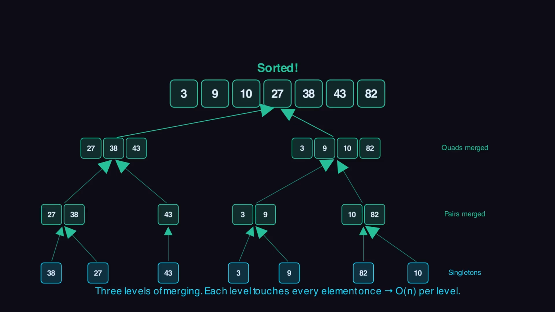Notice what happened at each level. We did merges that together touched all n elements exactly once. 3 levels of merging, each costing O(n) total work. That's why the overall complexity is n times the number of levels, O(n log n).